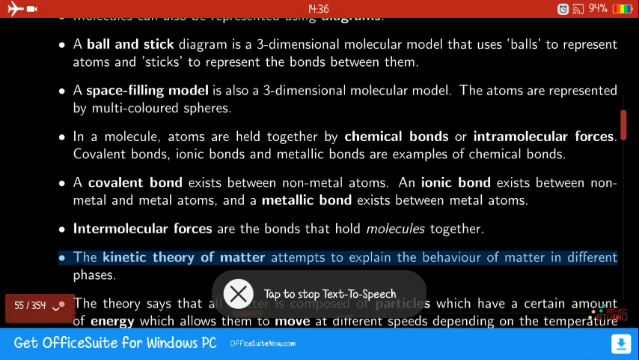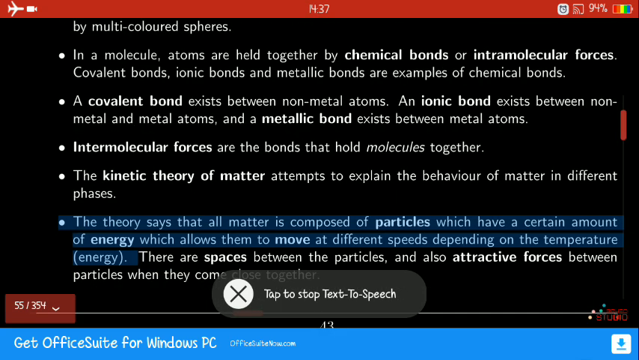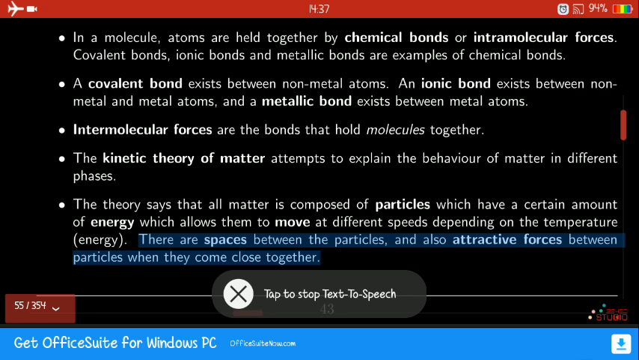The kinetic theory of matter attempts to explain the behavior of matter in different phases. The theory says that all matter is composed of particles which have a certain amount of energy, which allows them to move at different speeds depending on the temperature. There are spaces between the particles, and also attractive forces between particles when they come close together.